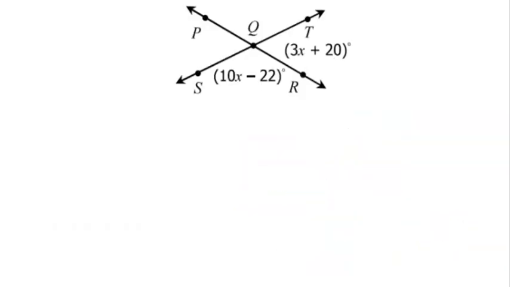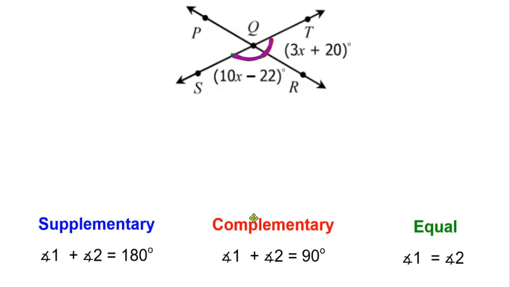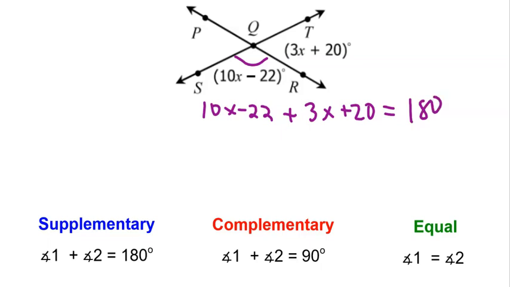Let's try one more problem. This one looks busy, but we can still figure out the relationship. I have an obtuse angle here, and adjacent to it, I have this acute angle. And together, they make that perfect semicircle. And a semicircle means that we have supplementary angles. And in that relationship, the algebra from angle 1 plus the algebra from angle 2 will give us a sum of 180 degrees.